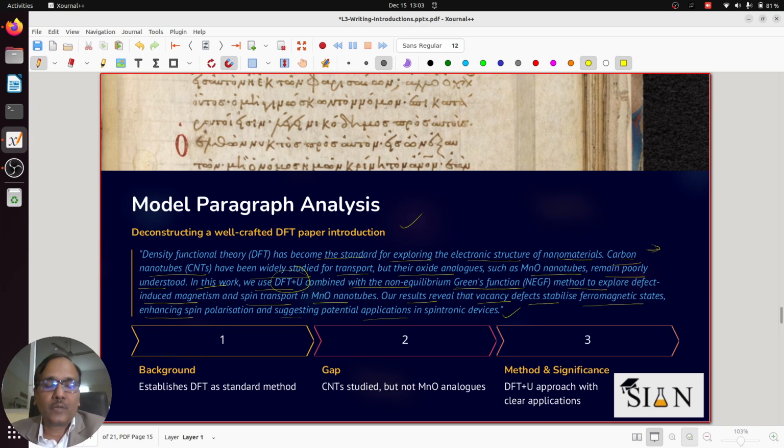So let's now postmortem this. First, this gives the background: DFT is the standard, established method. CNT is studied, but the analogous nanotube has not been studied so far. So there is a gap between these two studies, and then the method and significance are mentioned. The DFT plus U approach is being used with a clear application.